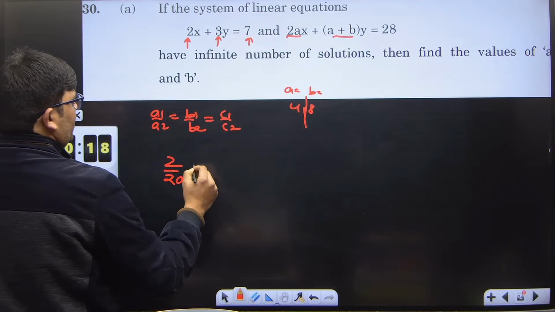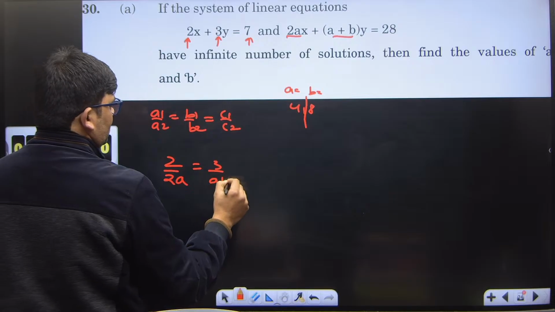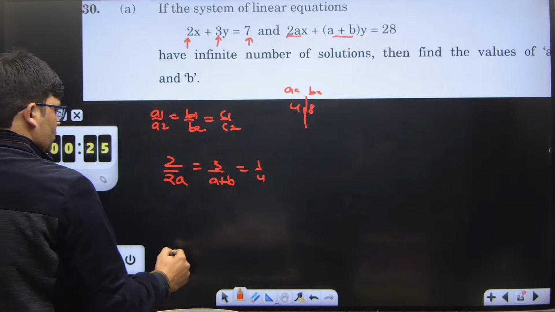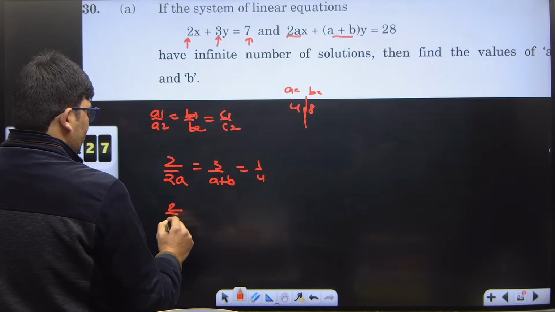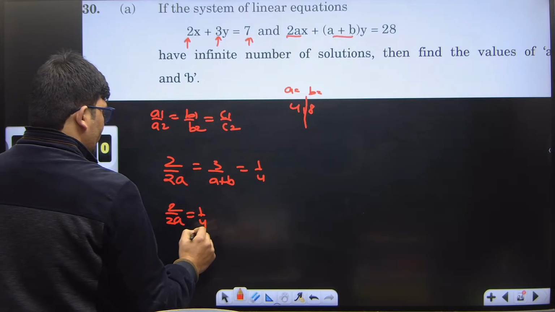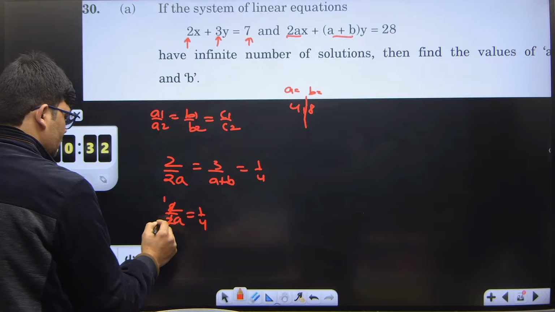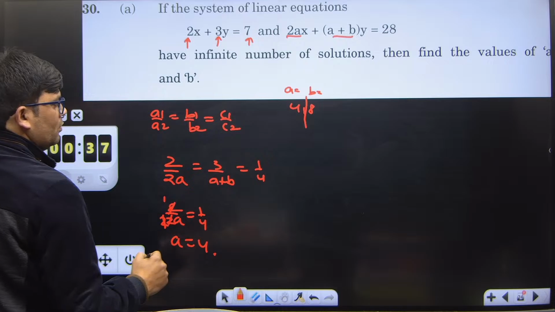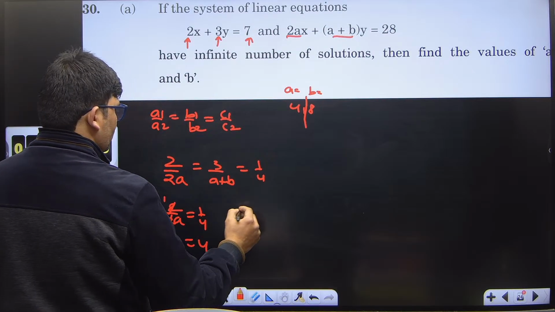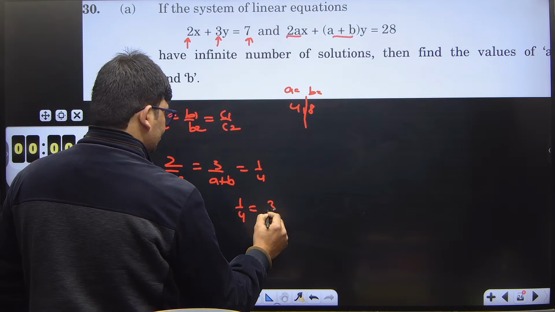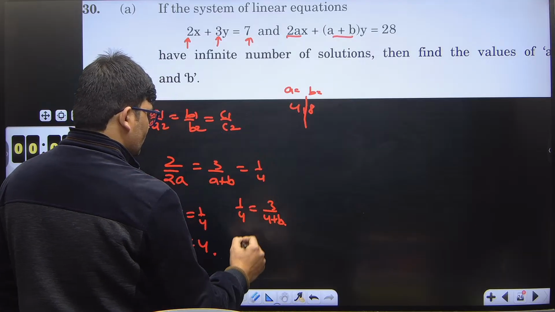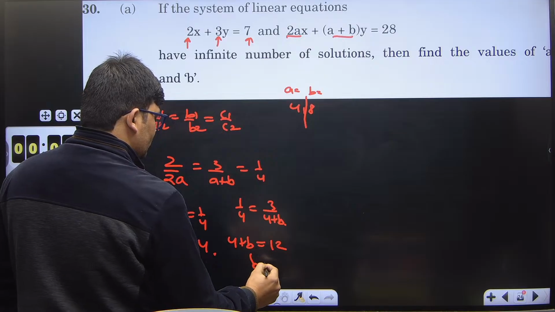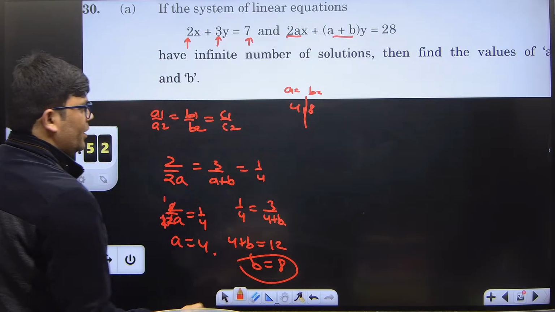So 2/2a must be equal to 3 upon a plus b is equal to 1/4. So first we can take 2/2a is equal to 1/4. Sorry. So a is equal to 4. Very good. And if we put a is equal to 4, so 4 plus b is equal to 3 times 4 which is 12. So b is equal to 8. Good. Very good. बहुत जल्दी निकाला तुमने.